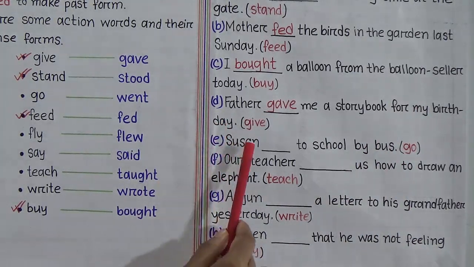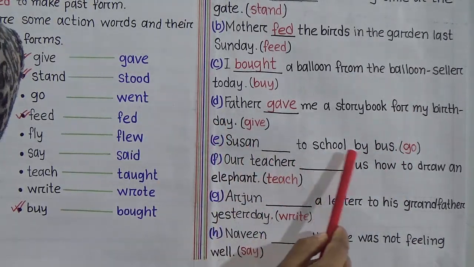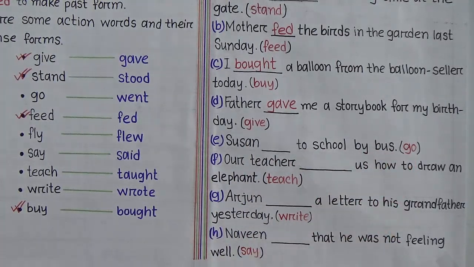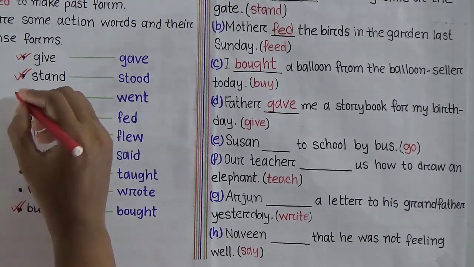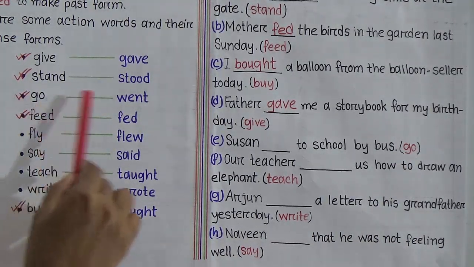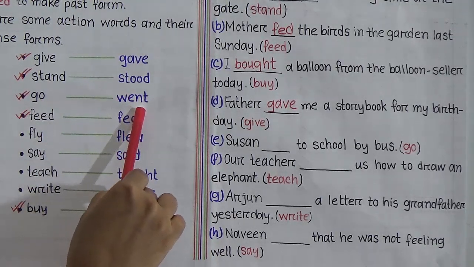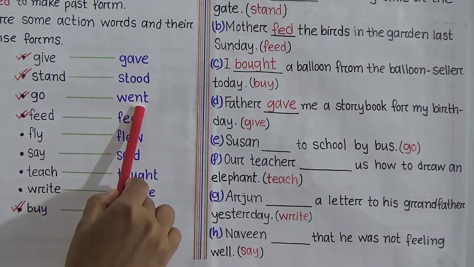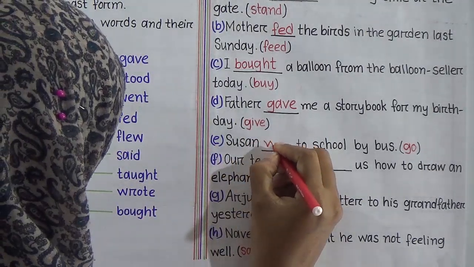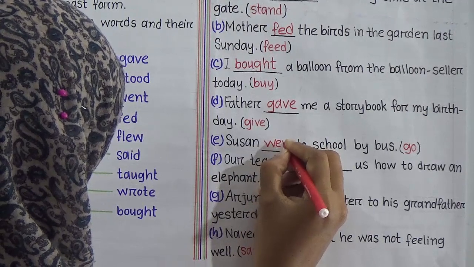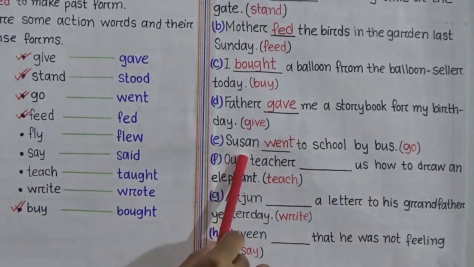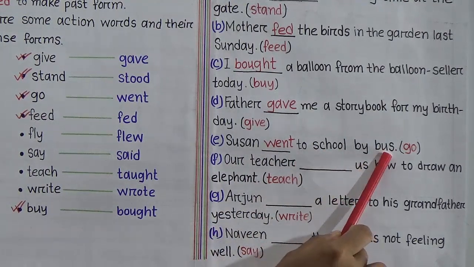Number E, Sushan went to school by bus. In bracket, go. So, the past form of the word go is went. Read in our rule, go, went. Say with me, W-E-N-T, went. The past form of the word go is went. W-E-N-T, went. Sushan went to school by bus.